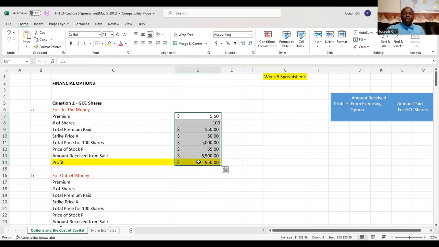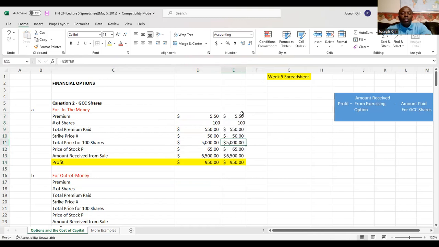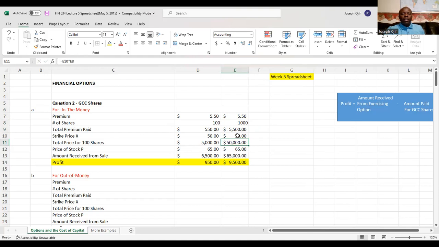Now, let me show you how you make big money from options. Suppose John bought so many shares, made so many options. So instead of 100, he bought 1,000. So he's making $9,500 within a month by exercising the option. And remember, he paid an option premium of $5,500. If the shares move in his direction, he buys it for $50,000 and exercises it for $65,000. So that makes $9,500. Okay, yeah. This is for a call option.